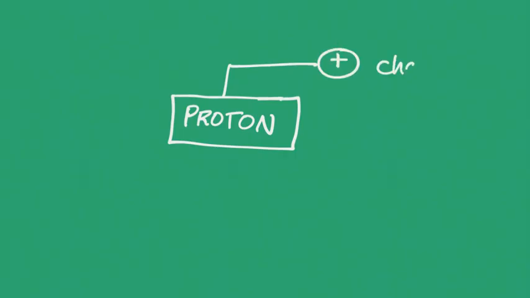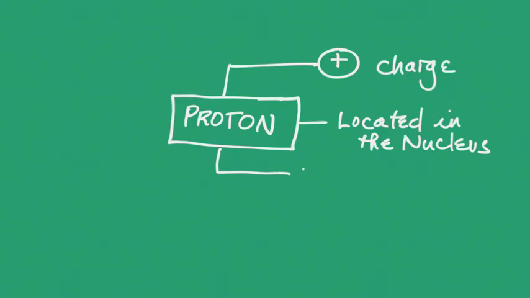Let's recap what we know about protons, neutrons, and electrons. So what do we know about a proton? We know that it is positively charged. We also know that the proton is located in the nucleus of the atom. A proton weighs 1 atomic unit.